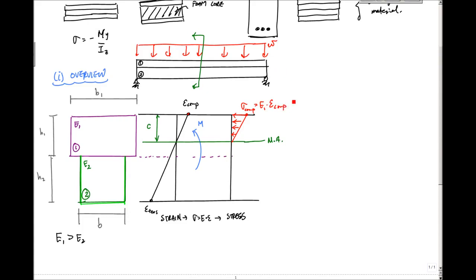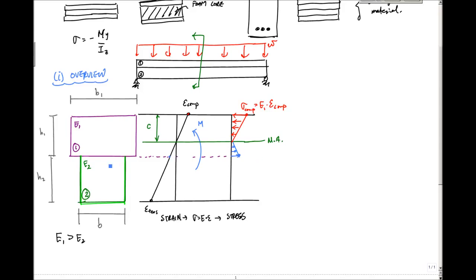Same thing here, all the way up to this point, I'm going to have tension below the neutral axis. Every single one of these points, I'm multiplying by E1, this capital E1 again. So this is E1 times the strain value here.